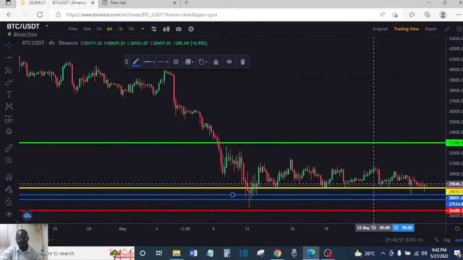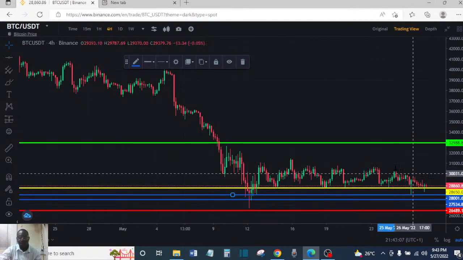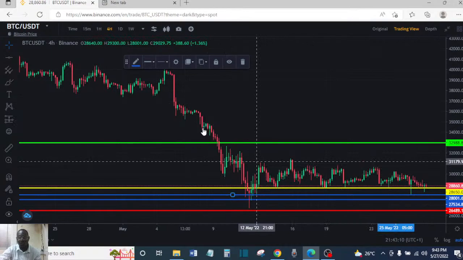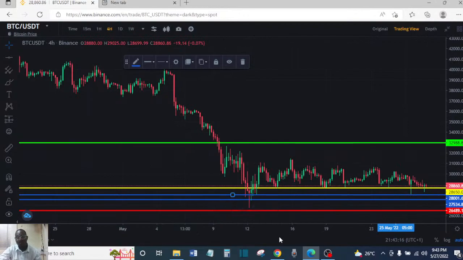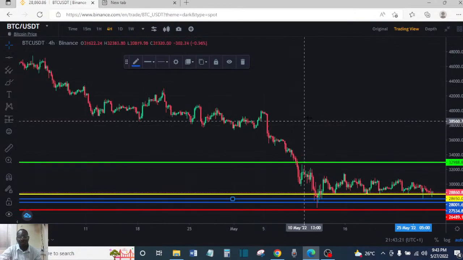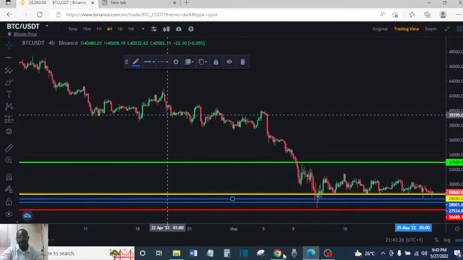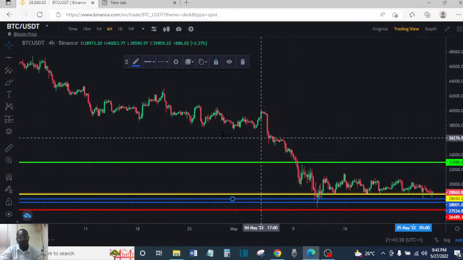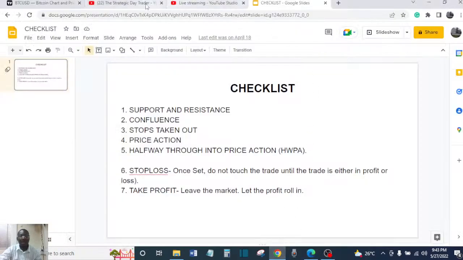The stops have been taken out here, so what we are expecting now is that stops should be taken out in this area. So this is where the money is now. Major money is here, so we expect price to take those places out. And for those that have been following me very well, they know where next they will be having their take profits. For your take profits, you know where next to have it.